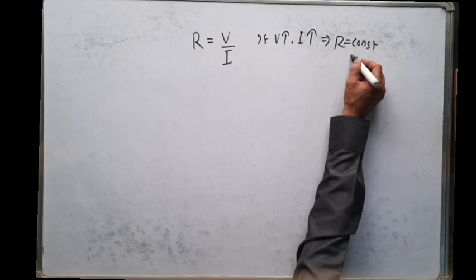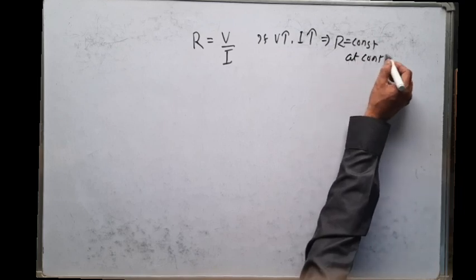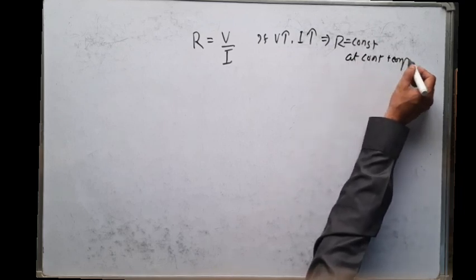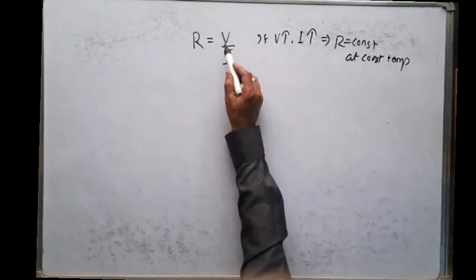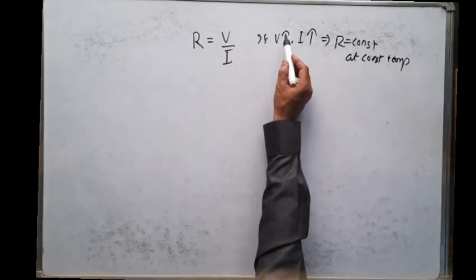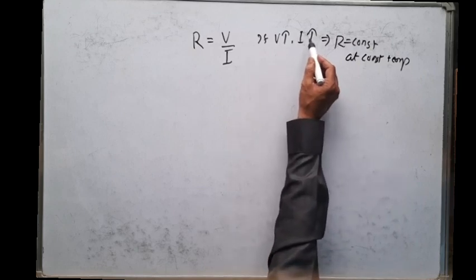Of course, there is a limitation: at what temperature? Constant temperature. So at constant temperature, resistance is constant. It does not depend upon voltage and current. If voltage increases, current also proportionally increases.